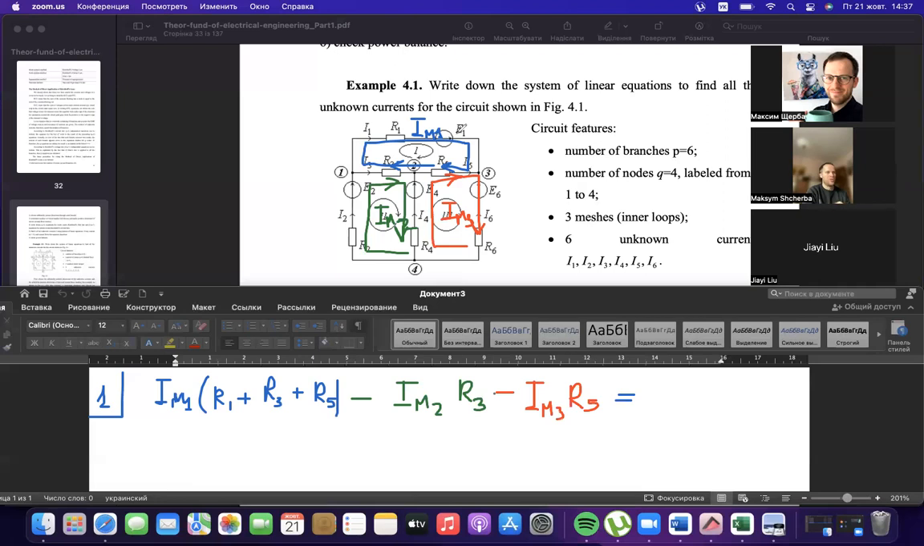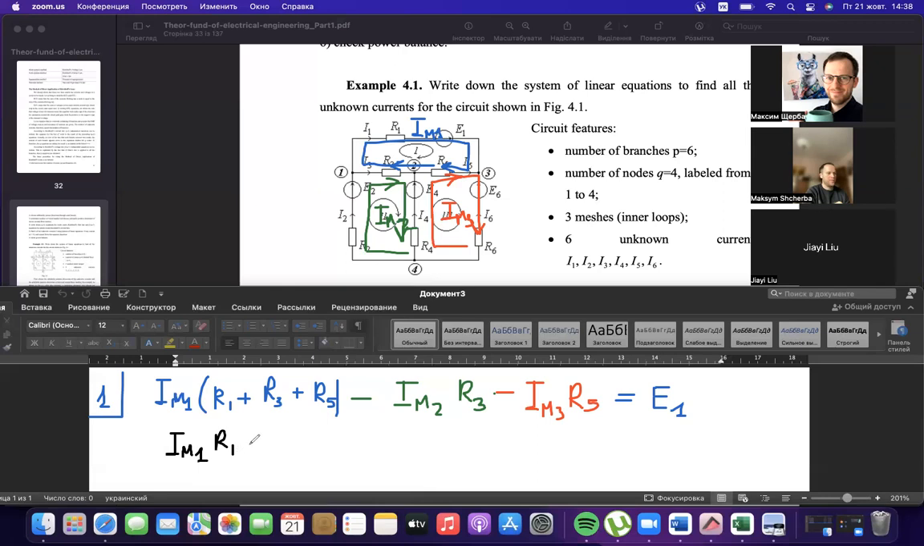We have source number E1, electromotive force, and it is directed the same as the mesh current. That is why it is taken with plus. And this is the equation that we get. If we transform this equation, grouping near the resistors, we could obtain such a thing.